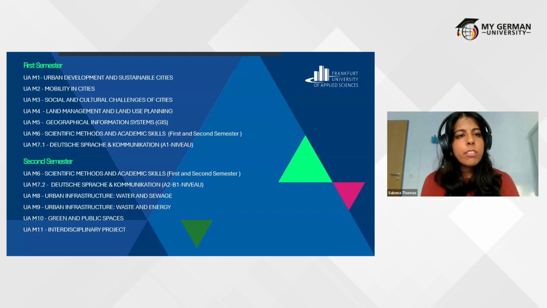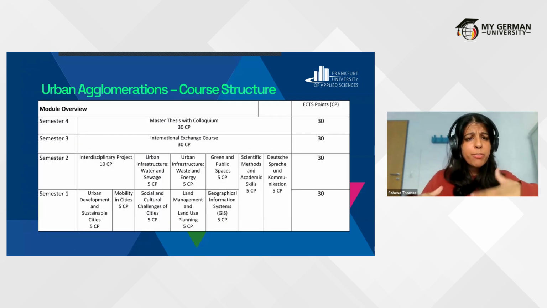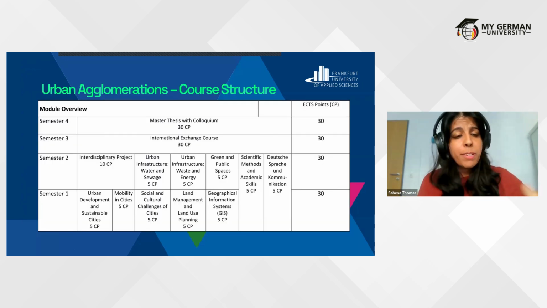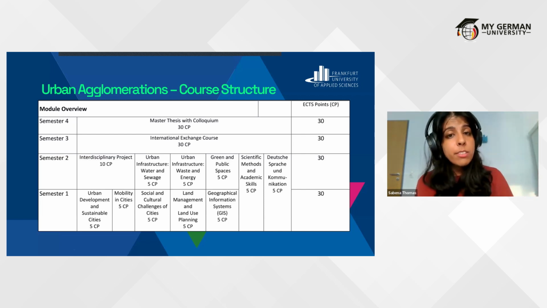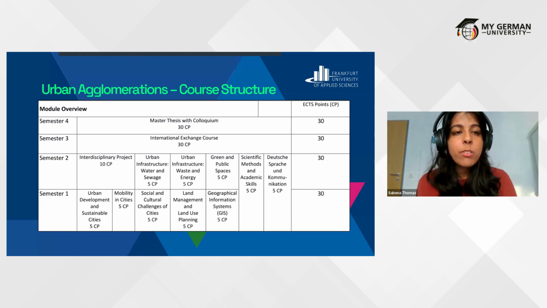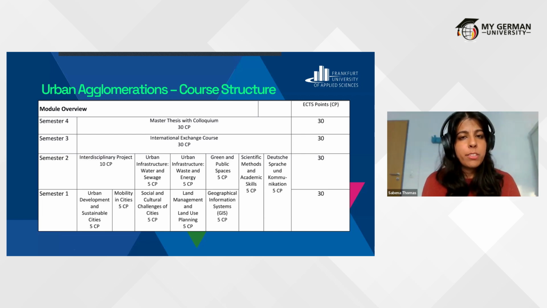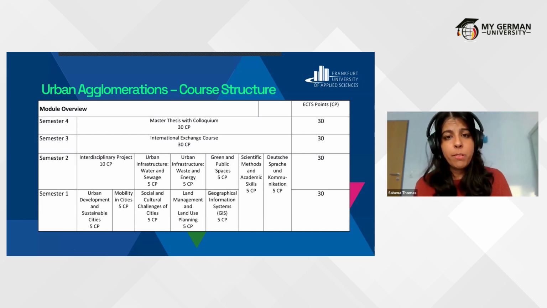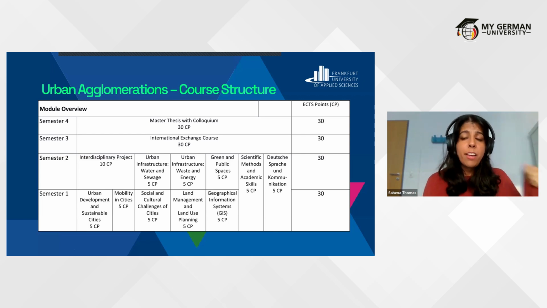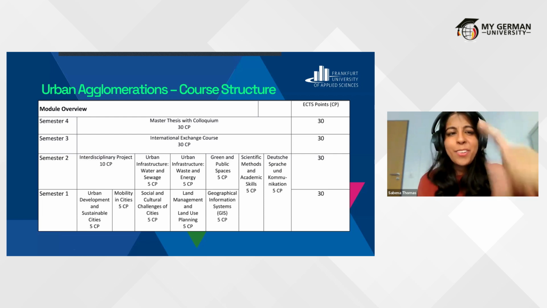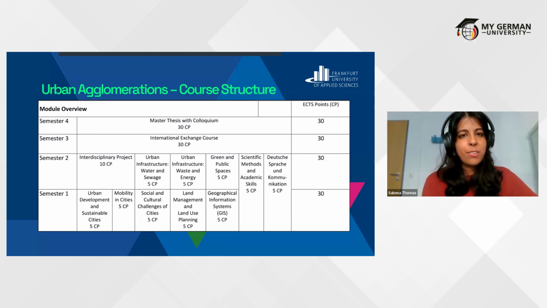And how it's arranged is that we first have the first semester, second semester. The third semester will be your international exchange course. Then the fourth semester will end off with the master's thesis colloquium. So in total, we have about 30 credits that you can earn for each semester. And this is how the course structure is arranged.